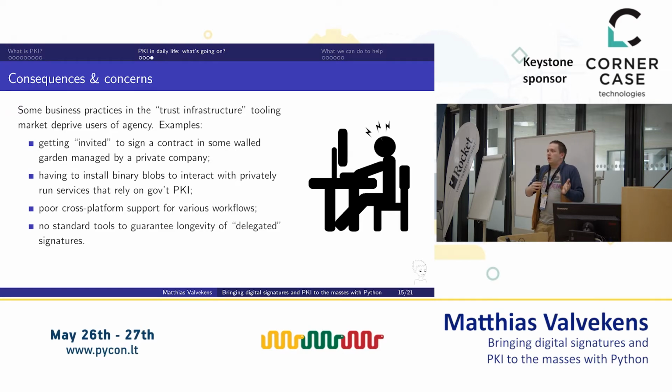Sometimes you get invited to sign a contract on some sort of walled garden online platform that's managed by some private company, and the person that you're dealing with just emails you a link and tells you to click there and it'll make it work. But as a user you have absolutely zero control over what happens next. It's very unclear how all of these authenticity mechanisms work. It's unclear how these are enforced or enforceable after the fact. If that company goes out of business, what happens next? I mean, all sorts of funny questions.